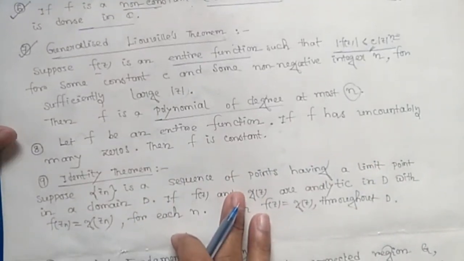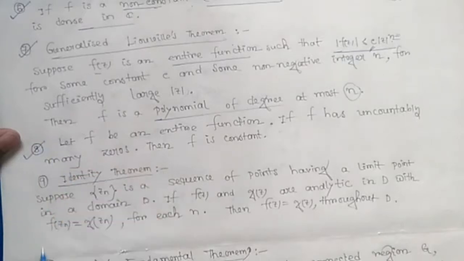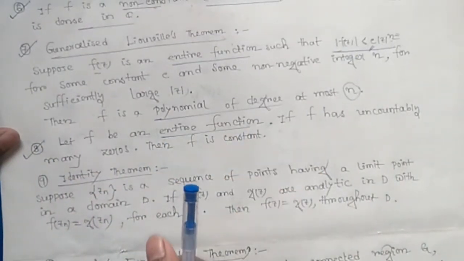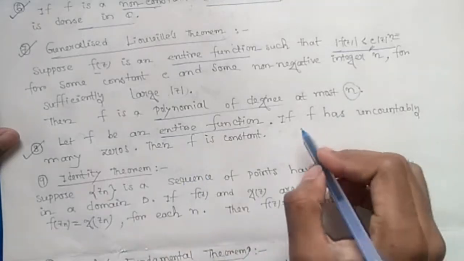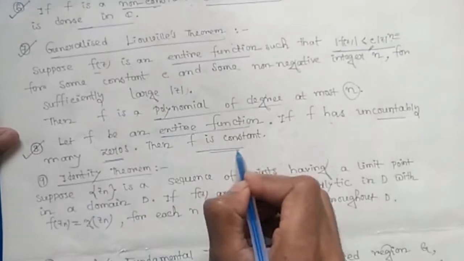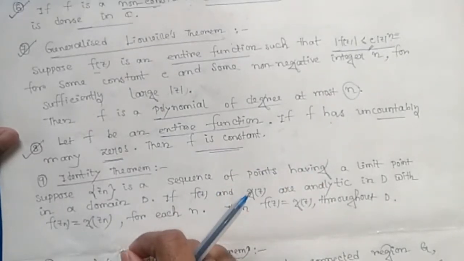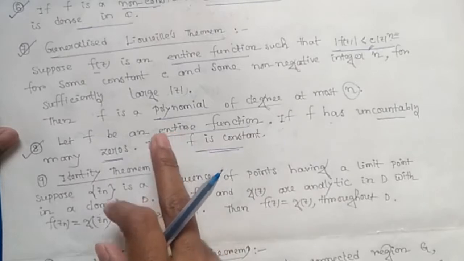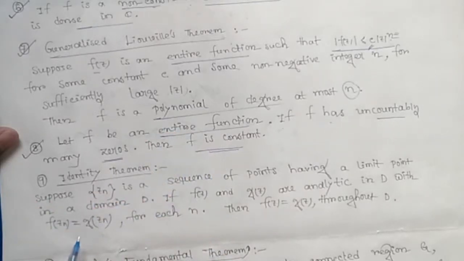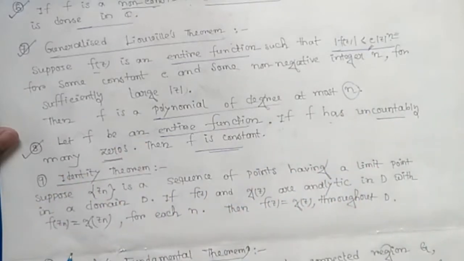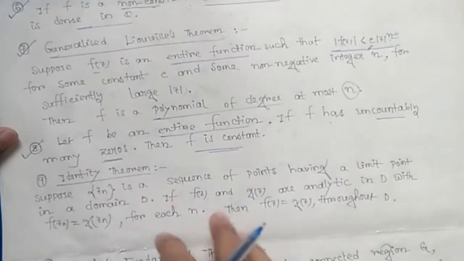Now number 8. Let f be an entire function, and if f has uncountably many zeros, then f is constant. That is, a non-constant entire function has countably many zeros. If an entire function has uncountably many zeros, then it should be constant.